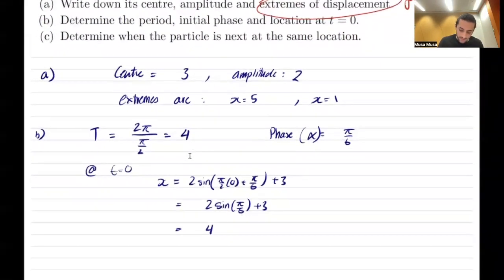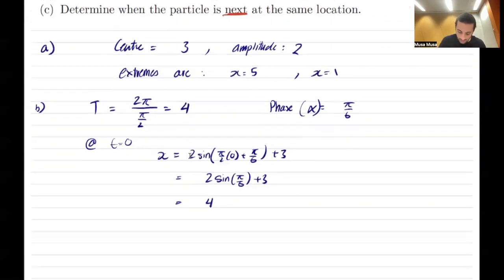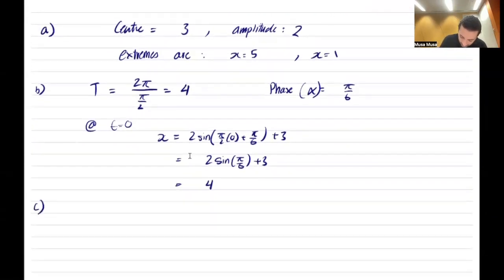Part C says, determine when the particle is next at the same location. This is important. It says next, because any sine or cosine curve is going to keep repeating itself, and it will be at the same location an infinite number of times. You just want the next occurring one. So we want to solve when does x equal 4.